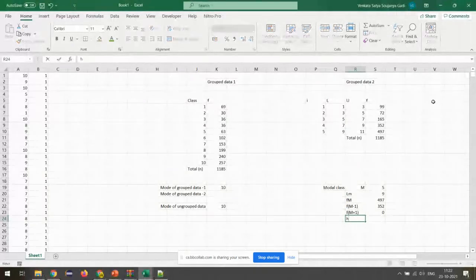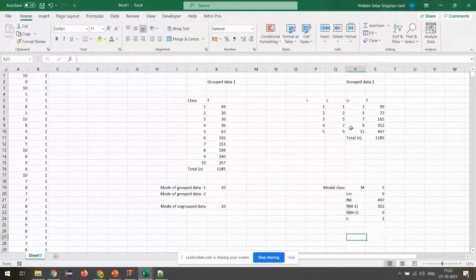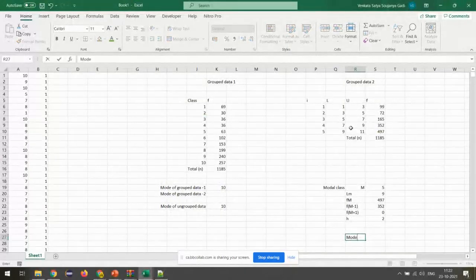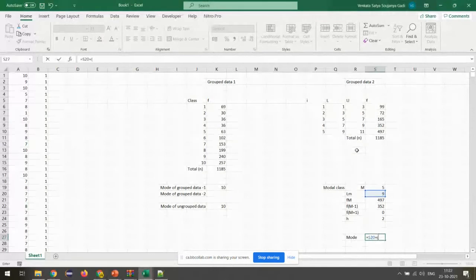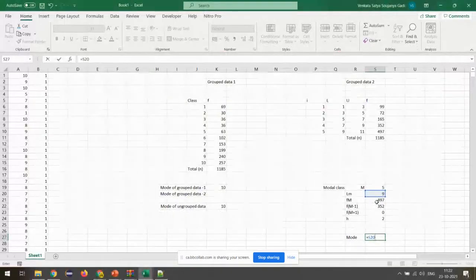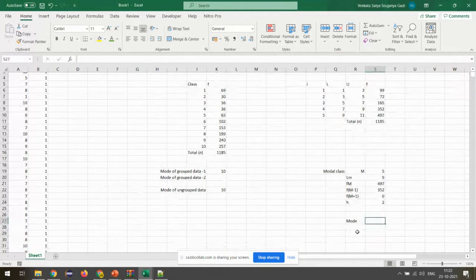And h we know, which is the difference between the upper limit and lower limit. We know it is 2 here. And now let's go to the formula. It says lower limit, so the mode's lower limit is 9, plus, in parentheses we take the difference. We didn't calculate the difference, so let's first calculate the difference.